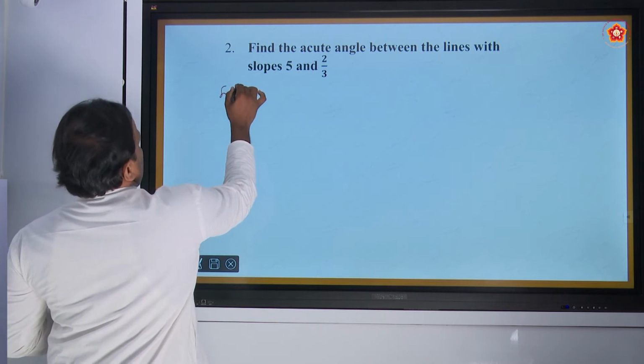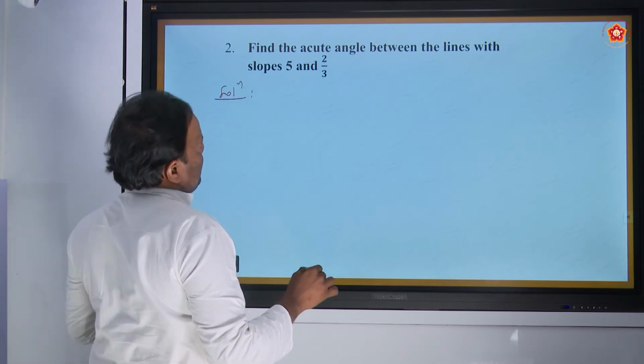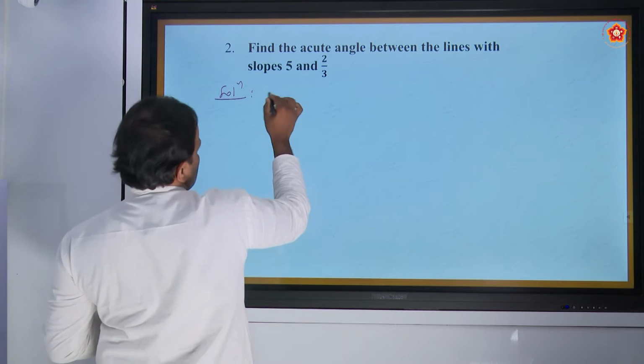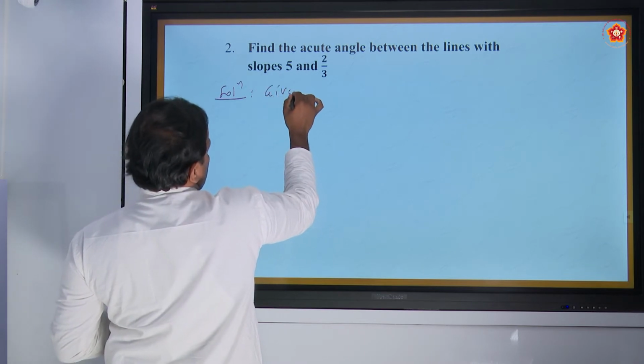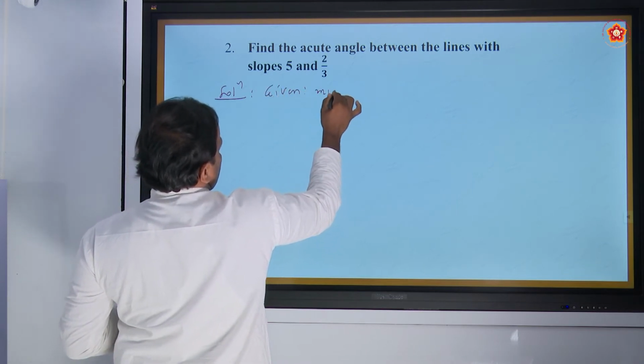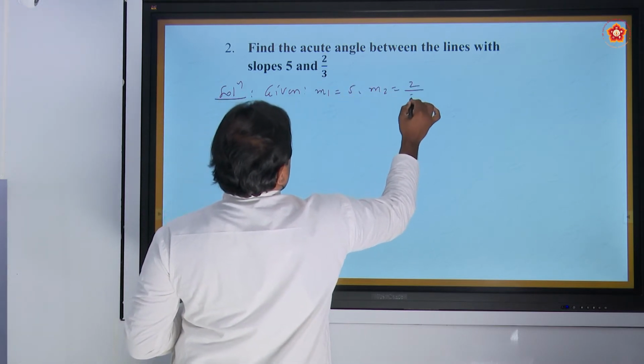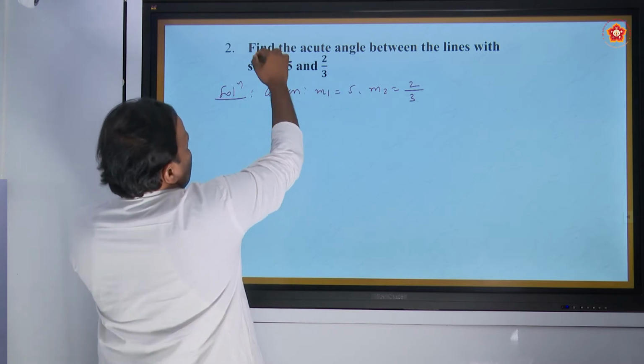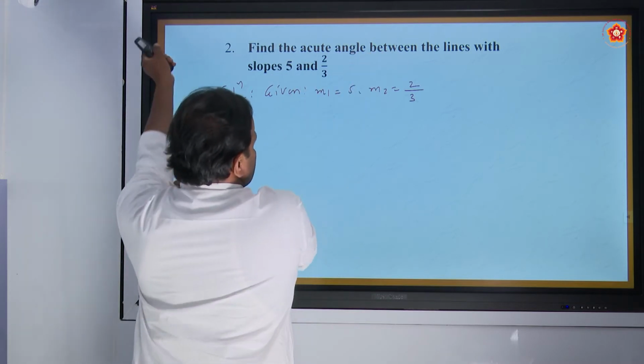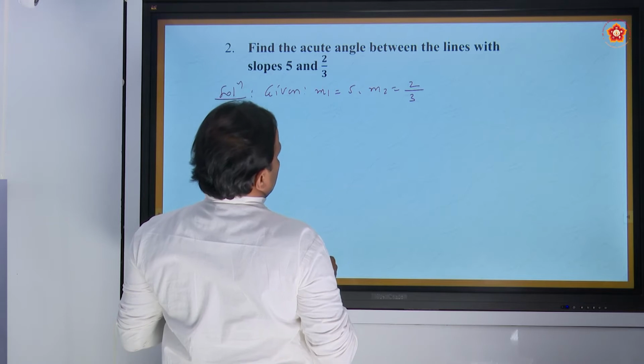See, what is the next problem here? Find the acute angle between the lines with slopes. Here the slopes are given directly, points are not given. Direct question. Given m1 is 5 and m2 is equal to 2 by 3. Find the acute angle between the lines with slopes 5 and 2 by 3.